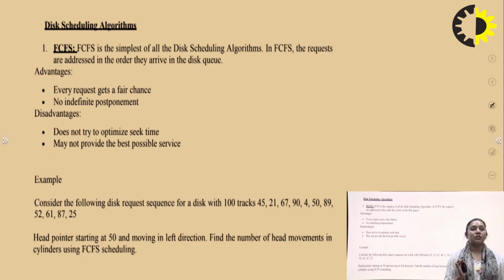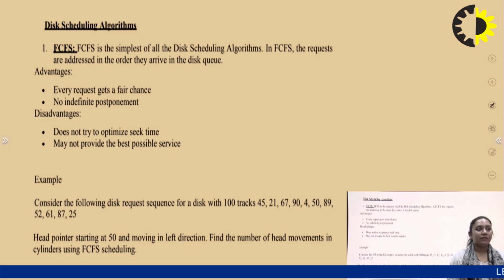The major advantage of the FCFS disk scheduling algorithm is that every request gets a fair chance. So first come first service is allowed, and there are no indefinite postponements. Next is the disadvantage: it does not try to optimize the seek time. They can take their own time to execute and give you the output. It may not provide the best possible service, but it can provide the service, right?